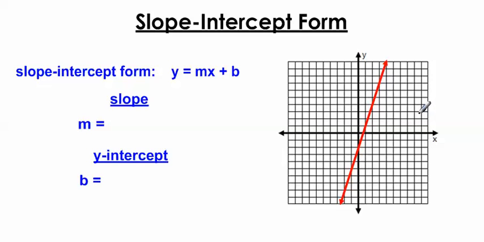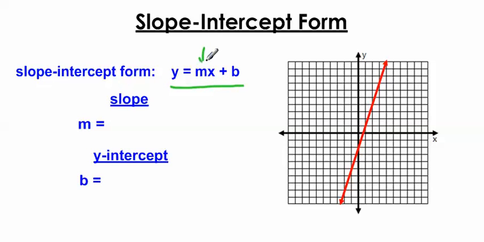This is Mr. Dowse, and in today's video I'm going to discuss slope-intercept form. When we talk about slope-intercept form, we're talking about the equation y = mx + b. So if you ever see someone ask for slope-intercept form, they're talking about this equation, y = mx + b.